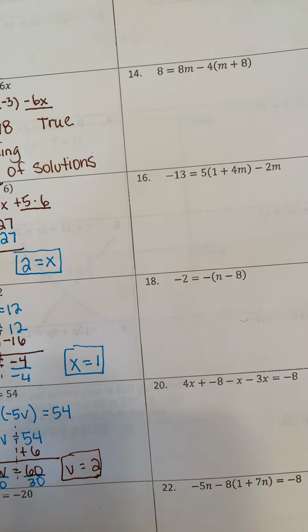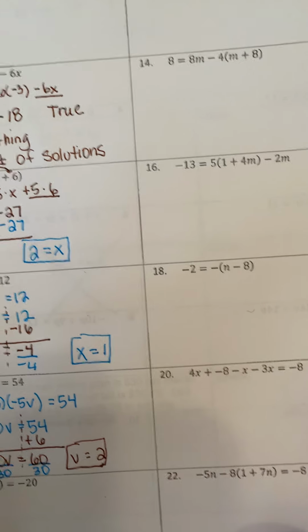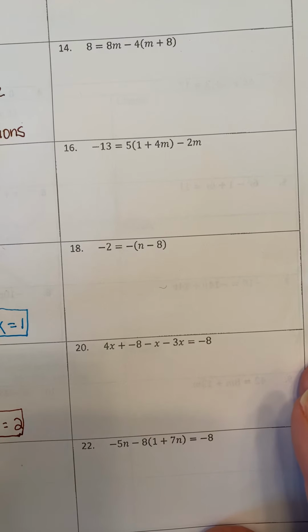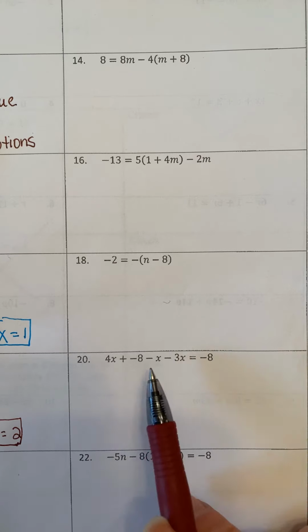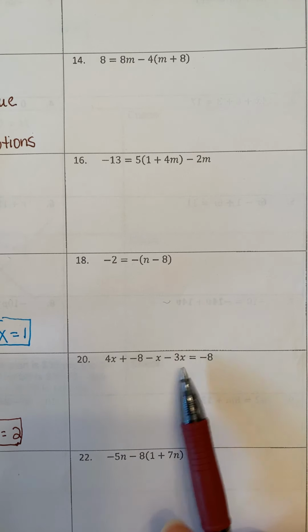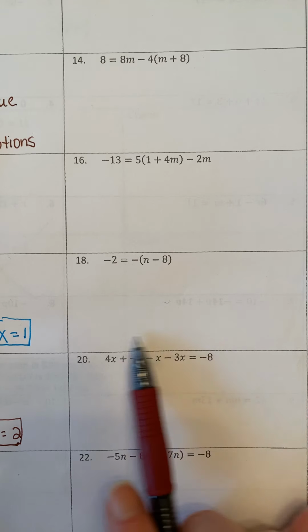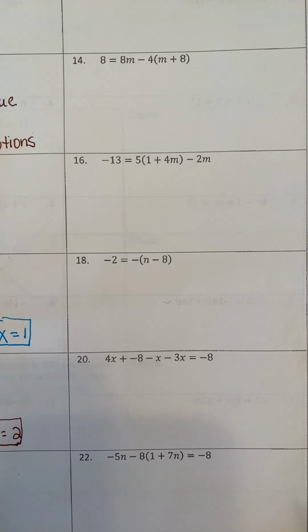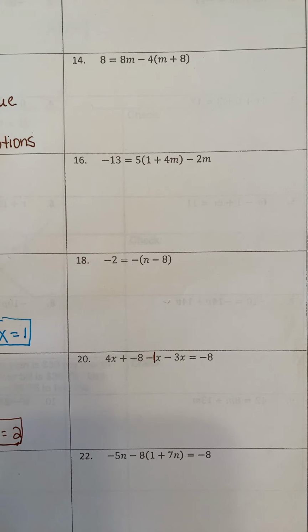Let me just adjust my camera here. So let's look at question number 20. On question 20, you're going to see that I don't have any parentheses to remove. However, I do have like terms, okay? And so I'm going to go ahead and put a negative 1 in front there to remind me.